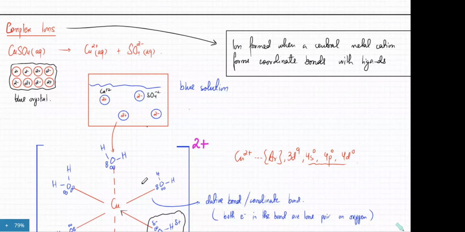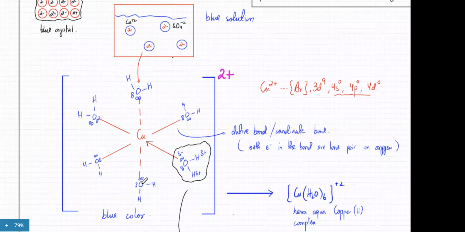A complex ion is something like this: when copper has a +2 charge, it won't just be floating around in water. What will happen is that water molecules act as ligands. They're species which have lone pairs. And those negatively charged lone pairs are going to be attracted to the copper 2+, which is the central metal cation.